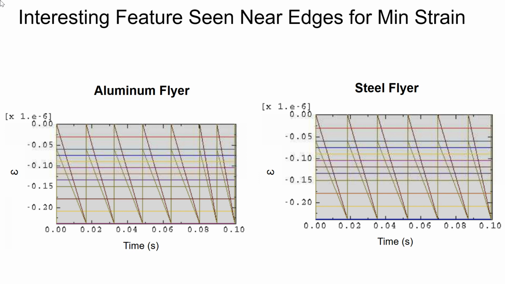So we did find some interesting features near the edges in the minimum strain. So what these zigzag lines are showing is where yielding is happening but it's not increasing the stress level, and this is happening on the sides of the target. And it's the same for both when both the aluminum flyer hit the target and the steel flyer.